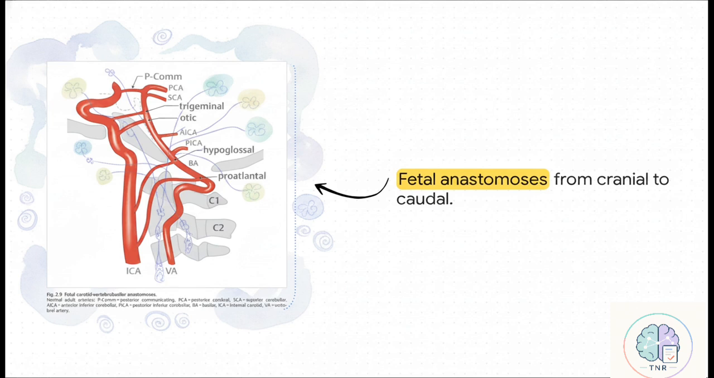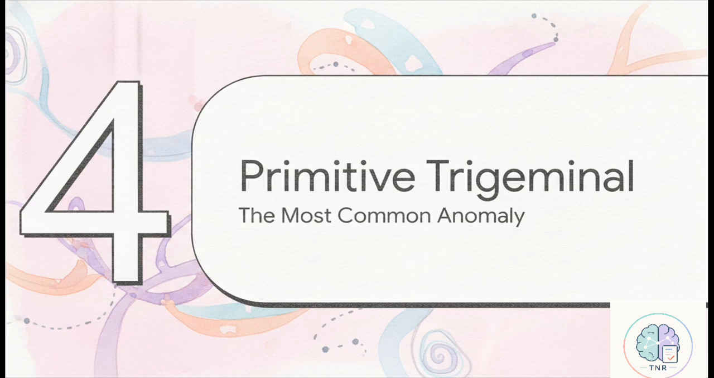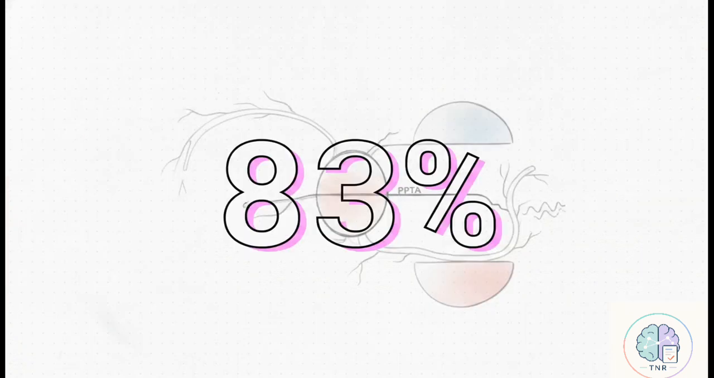And fun fact, the first 3 are actually named directly for their associated cranial nerves. Let's zoom in for Section 4, the primitive trigeminal artery. So let's dive deep into the most clinically significant variation of the bunch, the persistent primitive trigeminal artery, or PPTA.